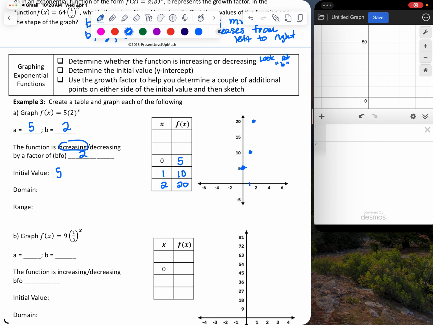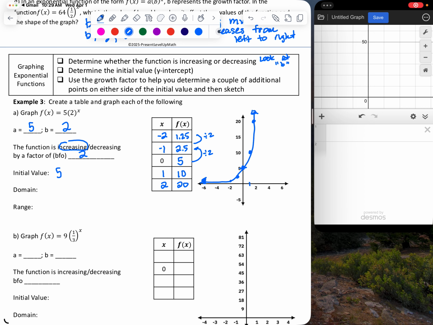All right. Now, what about on the other side of the initial value? What about if x is negative 1? So instead of multiplying by 2, I would have to divide by 2. So 5 divided by 2 gives me 2.5. So (-1, 2.5) would be about right there. If I want to see what happens at negative 2, I could divide by 2 again, and that would be 1.25. And that would be like right here. All right. So now we can see that it is curving around something like this. Just a rough sketch. Okay.